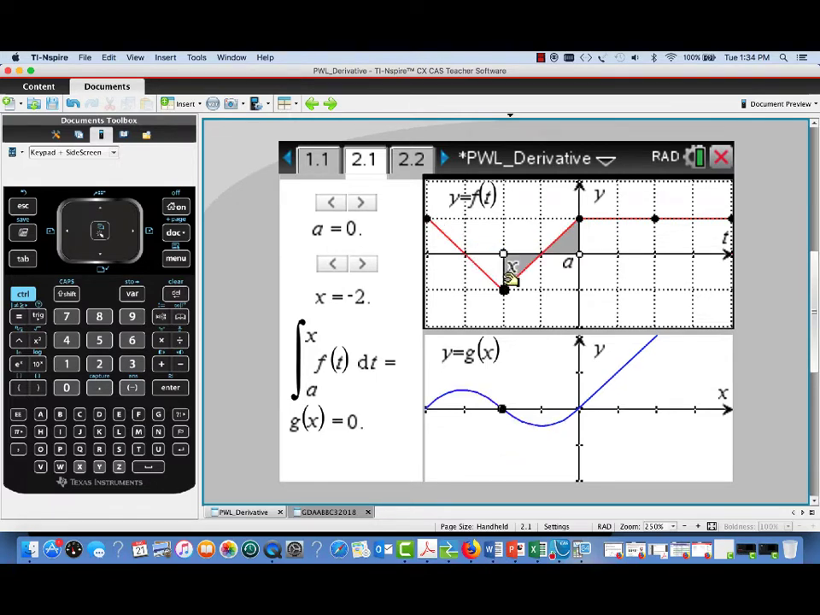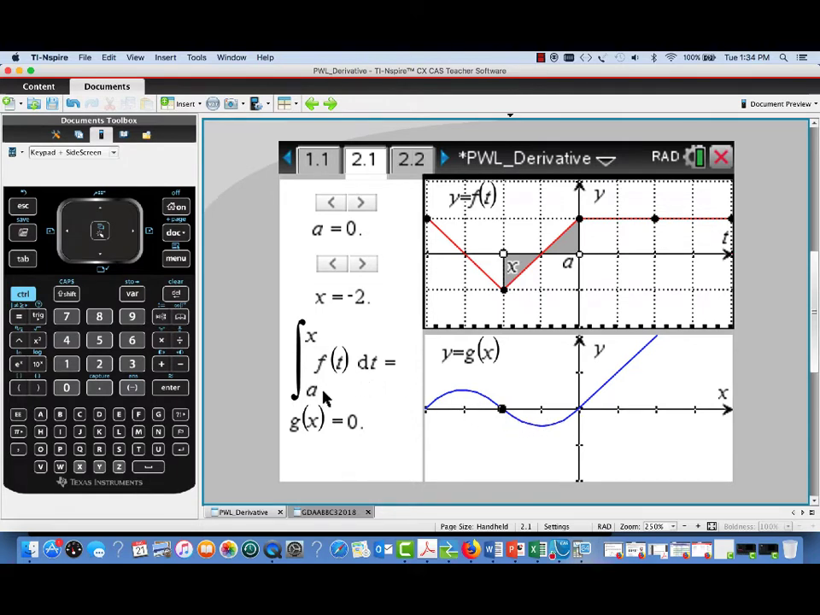Now you can see I can manipulate my function little f by just dragging some of those marked points. So I dragged the point at x equal -2 down from the value it had to below the x-axis. And now I've got a brand new function g because it responded immediately to the changes I made in little f. And this graph's a lot more interesting. It's not just a straight linear graph anymore.